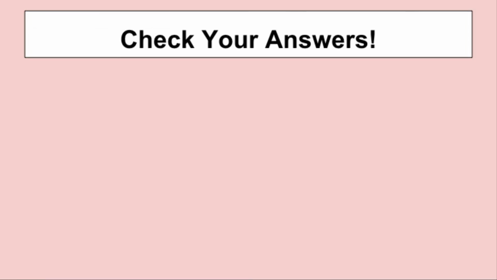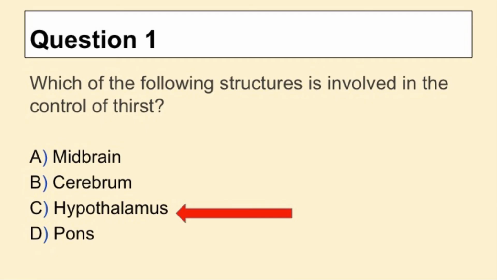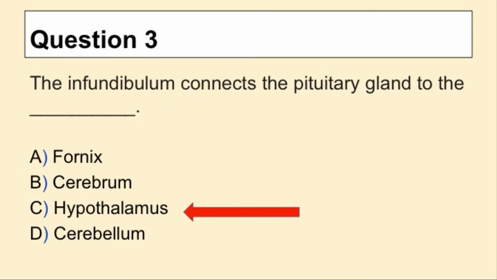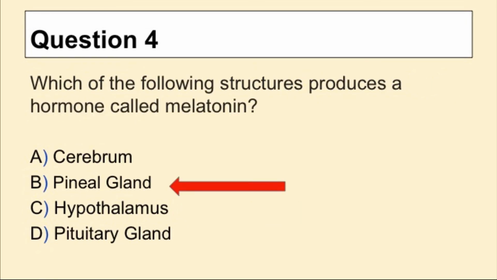Now it's time to check all your answers and see how many did you get right. Question 1, the answer is C, hypothalamus. Question 2, the answer is B, cerebellum and pons. Question 3, the answer is C, hypothalamus. Question 4, the answer is B, pineal gland.